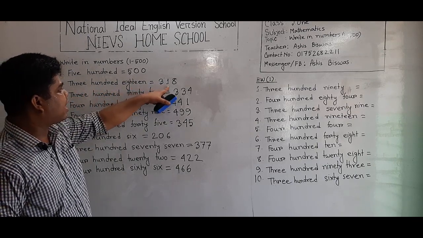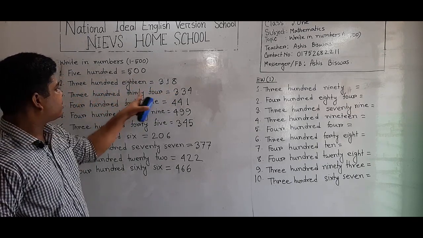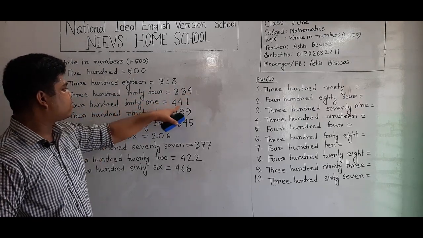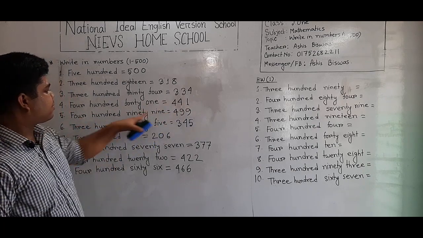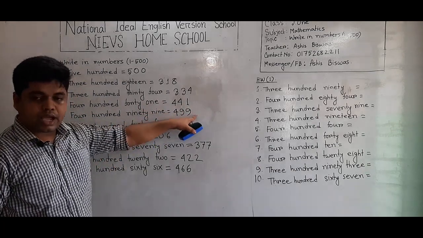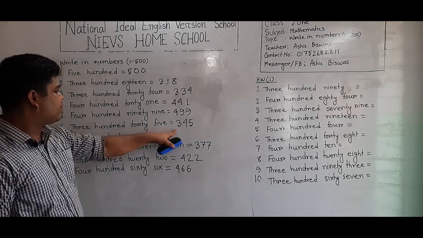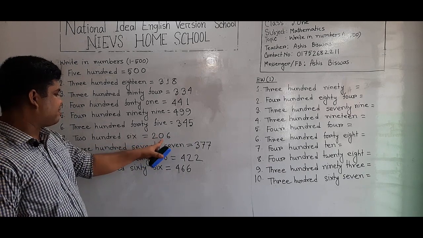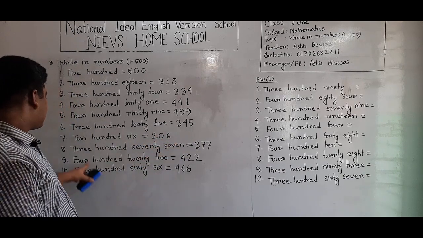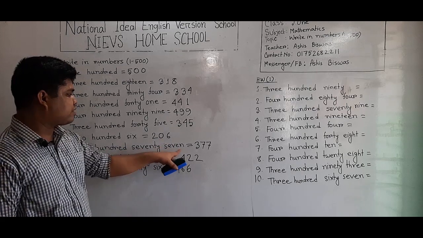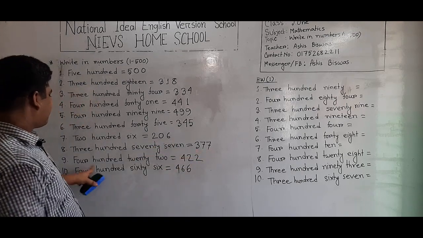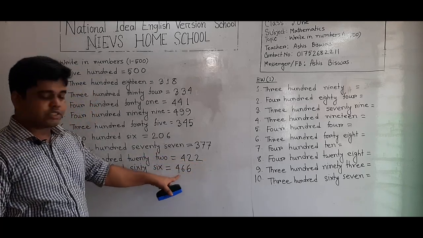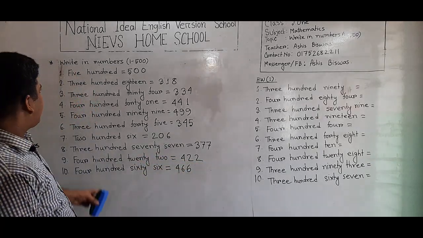500, that means 500. 318, that means 318. 300 means 3, then 34. 400, 4 first, then 41. 400, that means 4, then 99. 300, that means 3, then 45. 206, that means 200, tens place 0, that means 206. 377, so write 377. 422, that means 422. 466, that means 466. Okay, our CW is done.